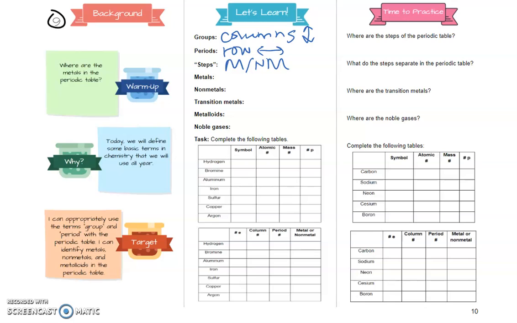So metals, you want to write them in here. Left of steps. The metalloids are the right of steps.